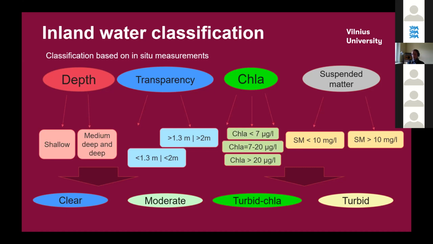And here we used data from 2015 to 2019. From these years, we found 458 matchup data. And we distinguished 4 classes here.